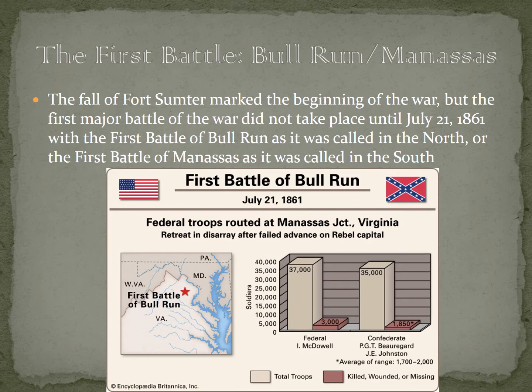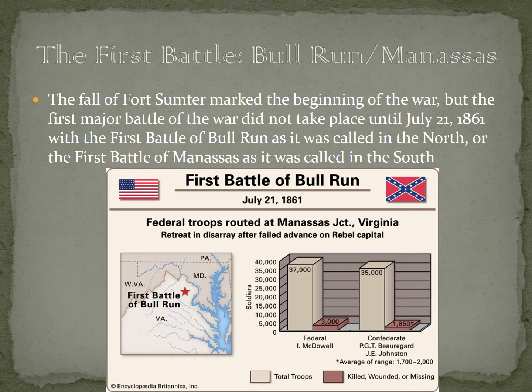All right, it says the fall of Fort Sumter marked the beginning of the war, but the first major battle of the war did not take place until July 21st, 1861, with the First Battle of Bull Run, as Northerners called it, or the First Battle of Manassas, as Southerners called it. Northerners tended to name battles after nearby natural features, so Bull Run Creek, hence the name First Battle of Bull Run. The Confederacy tended to name it for nearby towns, and so you had Manassas Junction, and hence that's why they call it the First Battle of Manassas.